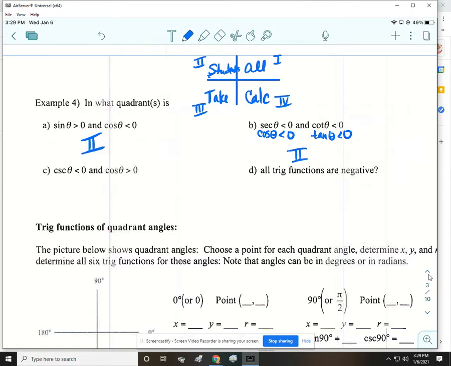Because only sine out of the original 3 is positive in quadrant 2. The other 2 are negative. So once you get out of quadrant 1, we're talking about the original 3 trig functions. 1 will be positive, 2 will be negative.